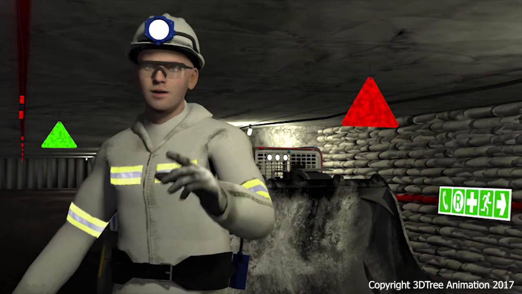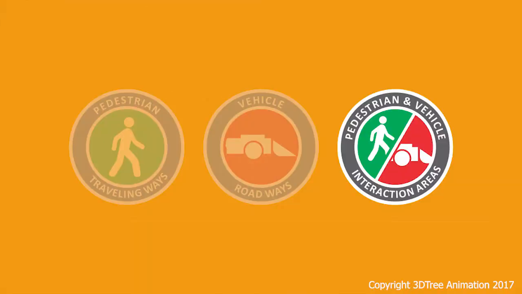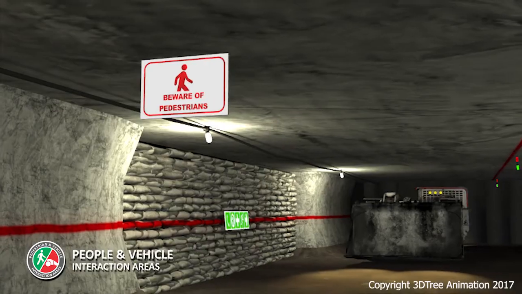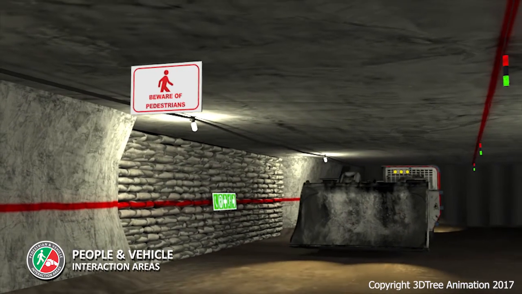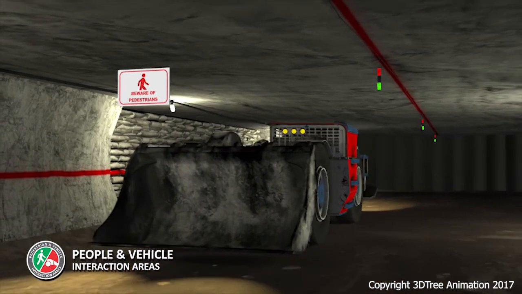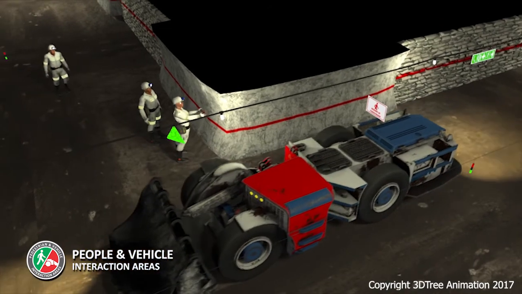The last demarcation standard we need to know about is the high people and high vehicle interaction areas. High people and vehicle interaction zones exist where vehicle roadways and pedestrian travelling ways intersect. You will find red and green demarcations in these areas. As an operator of a vehicle, always make sure that you look out for the "Beware of Pedestrians" sign. Pedestrians are operating in this area, so be on your guard.